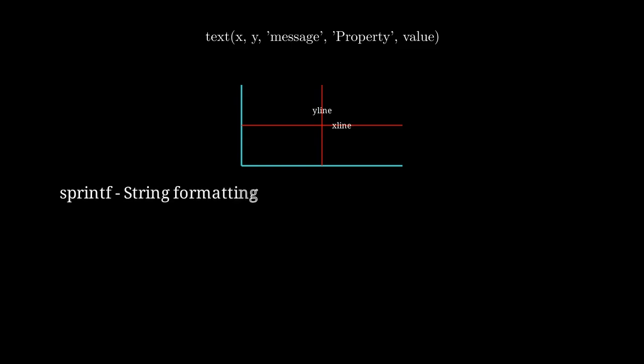Sprintf creates formatted strings, similar to fprintf, but returns the string instead of printing it. Format specifiers like %.2f control decimal places in your output.